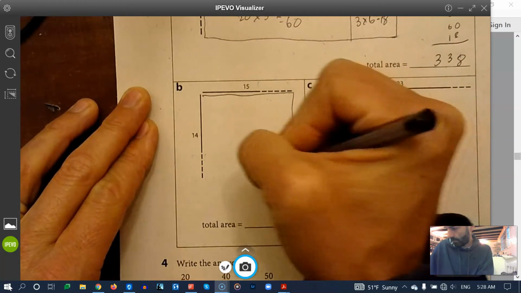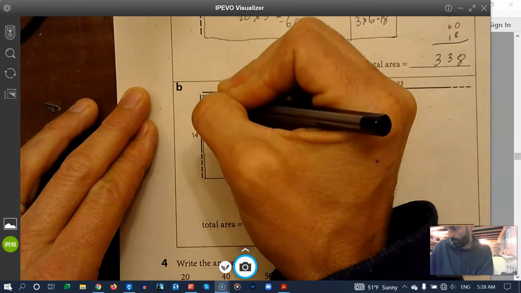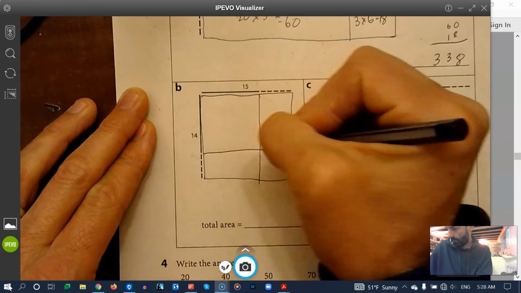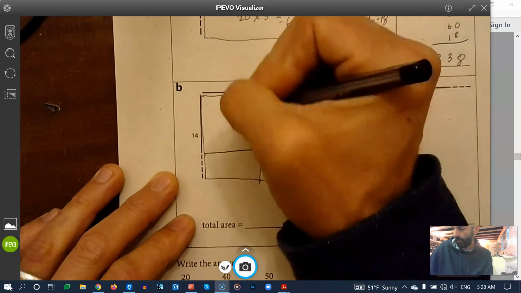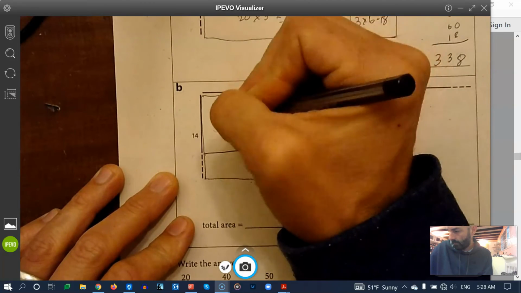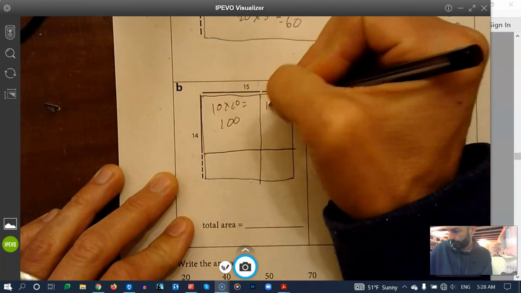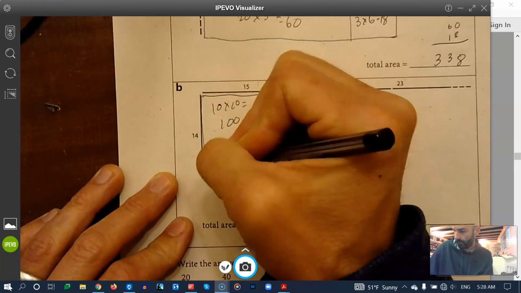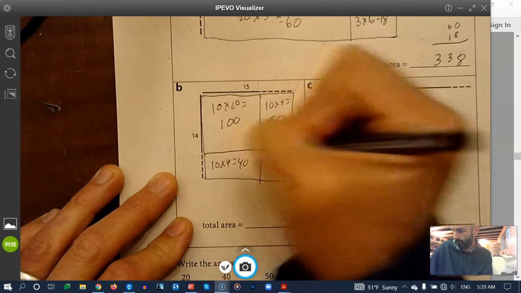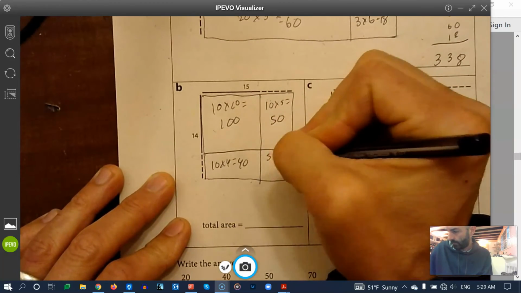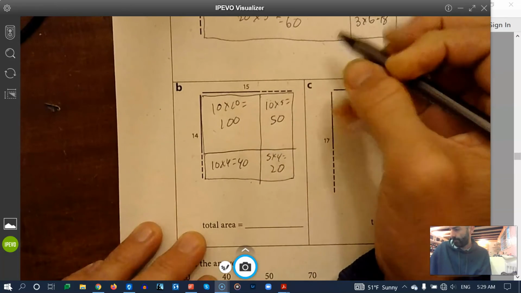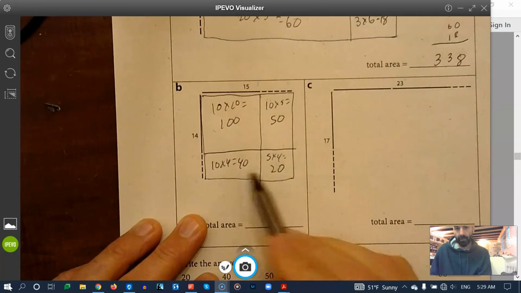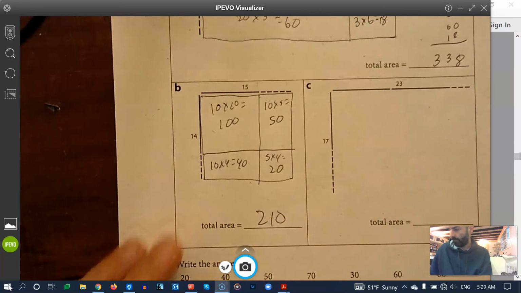This is almost a square. And we have 10 and 5, 10 and 4. So this is a 10 by 10, which is equal to 100. This is 10 by 5, which is equal to 50. This is 10 by 4, which is equal to 40. And this is 5 by 4, which is equal to 20. And so we have 100 plus 50 is 150, plus 40 is 190, plus 20 is 210.